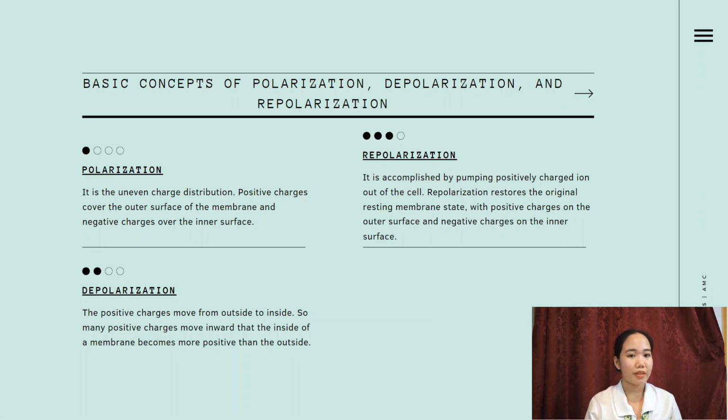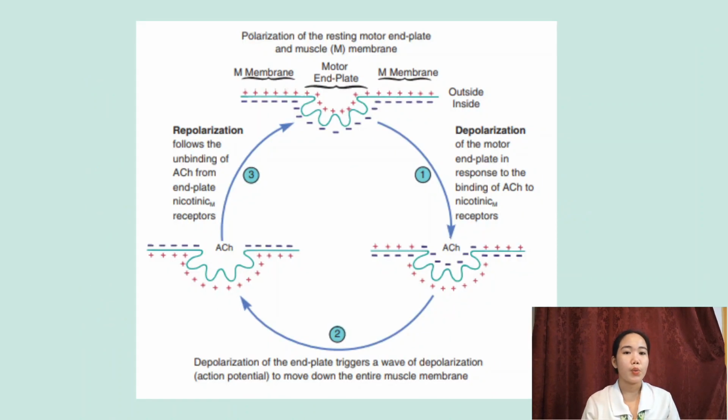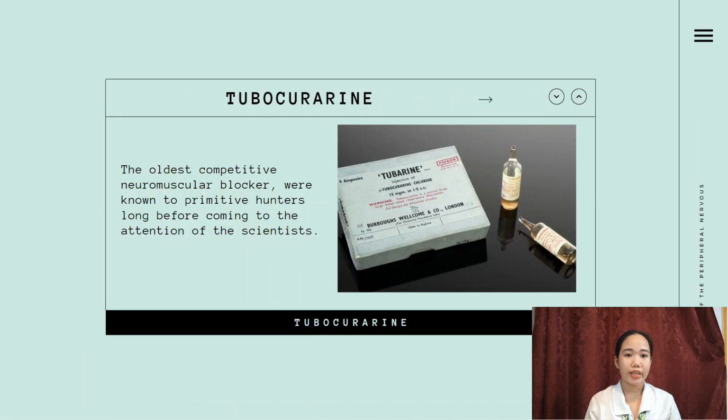It is the oldest competitive neuromuscular blocker, known to primitive hunters long before coming to the attention of scientists. This drug is used to produce muscle relaxation. Its primary clinical therapeutic use is the treatment of muscle spasm and immobility associated with sprains, injuries of the back, and to a lesser degree injuries to the neck. So this drug is one example of a neuromuscular blocking agent that I am about to discuss.